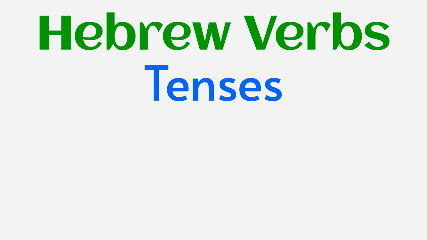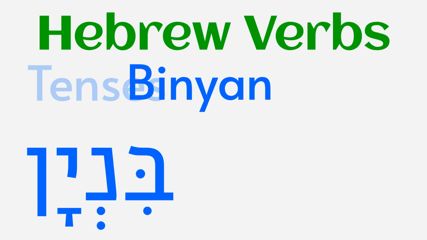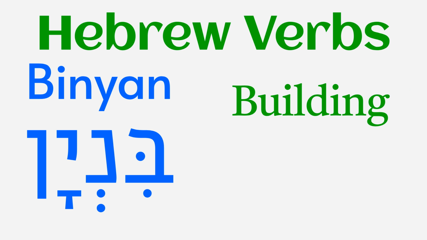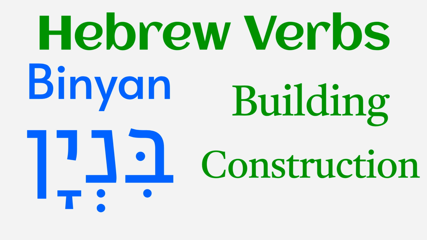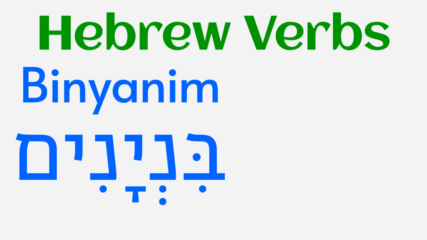Tenses are not the only thing to keep in mind when forming Hebrew verbs, though. In Hebrew, every verb is formed not only with its tense, but also with something called a binyan. Binyan is the Hebrew word for building or construction. Its plural is binyanim. Binyanim, or constructions, are not something we have in English.